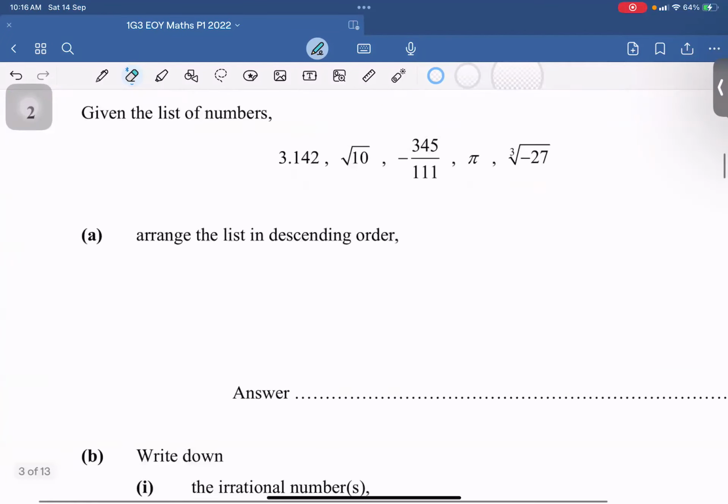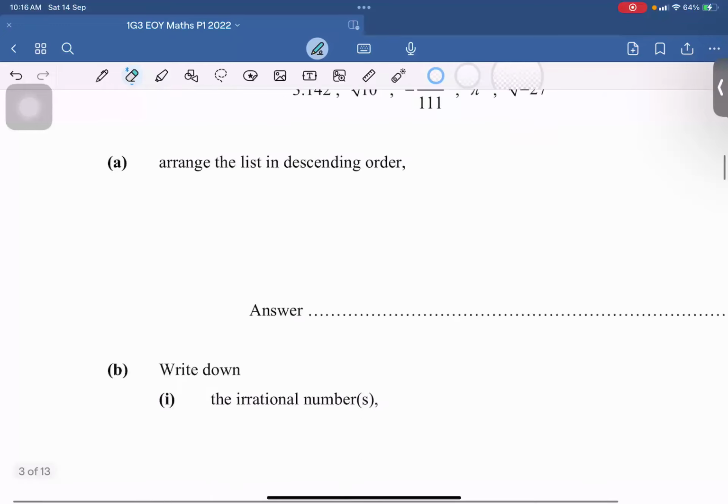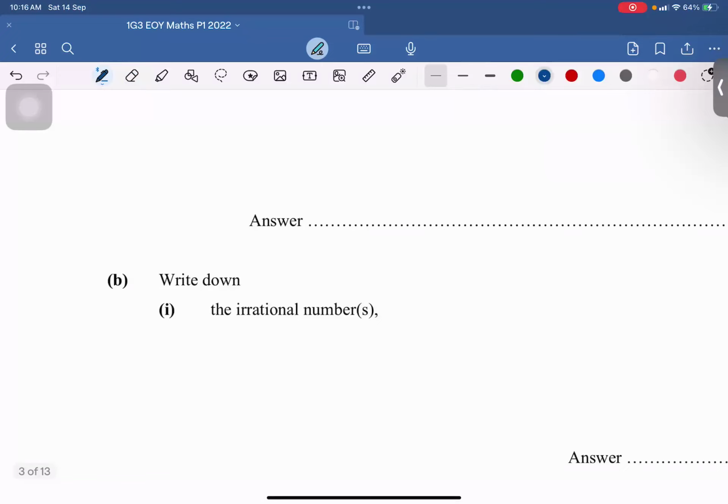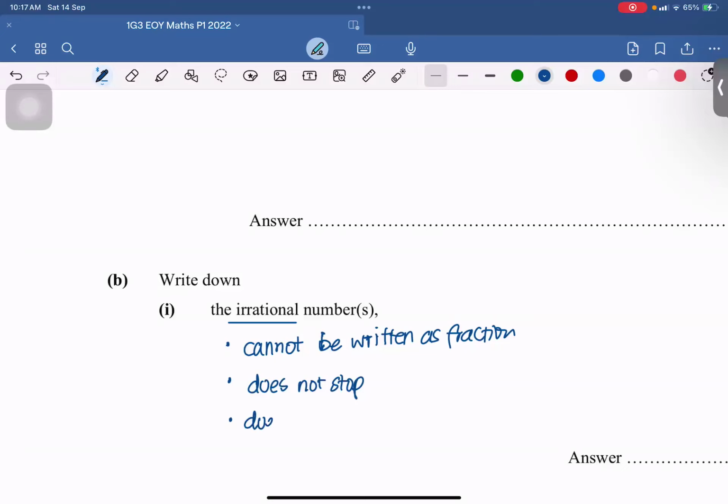All right. Next question. I'm not going to go through this. I assume you all know how to do it, but I'm just going to explain a little bit more on irrational numbers. What are irrational numbers? Number one, the number cannot be written as a fraction. Not only that, an irrational number has a decimal that does not stop, and it does not repeat itself.